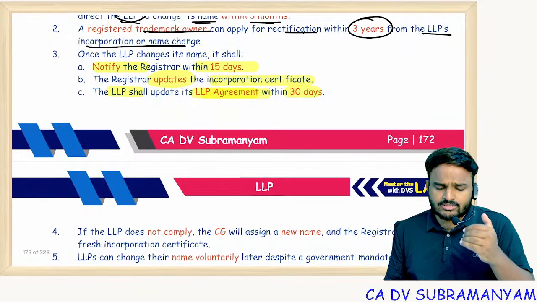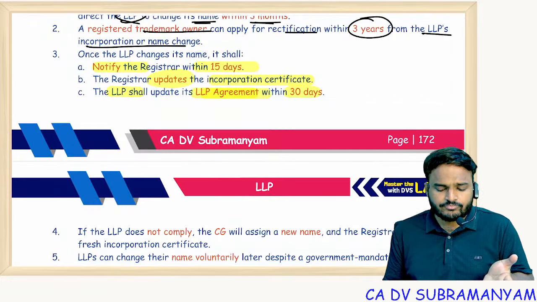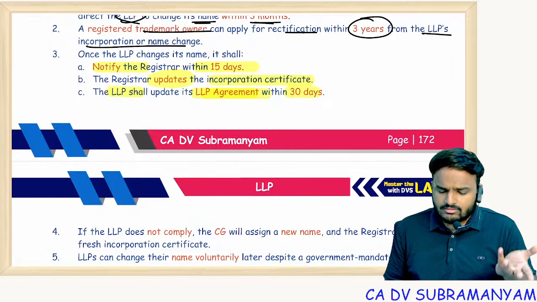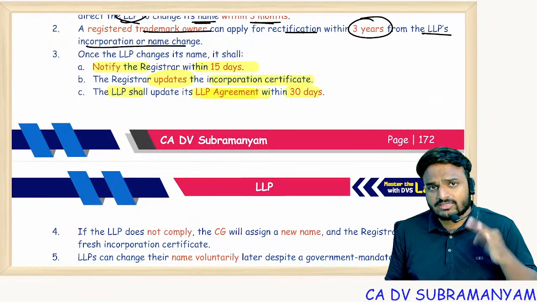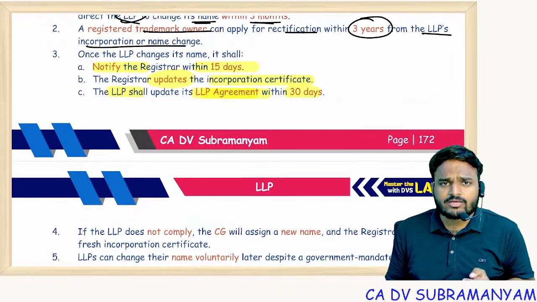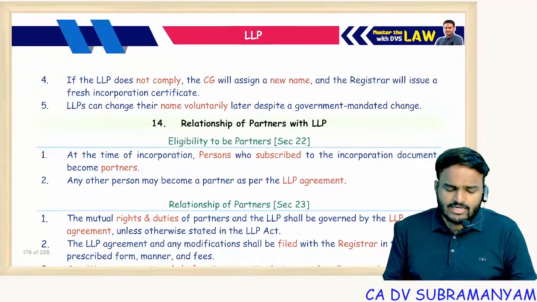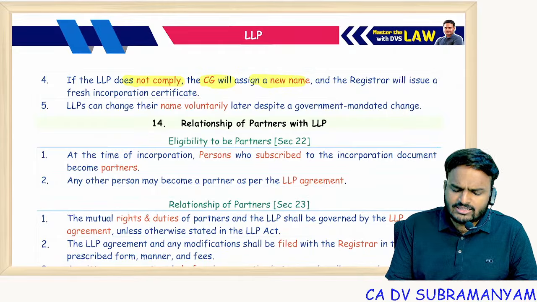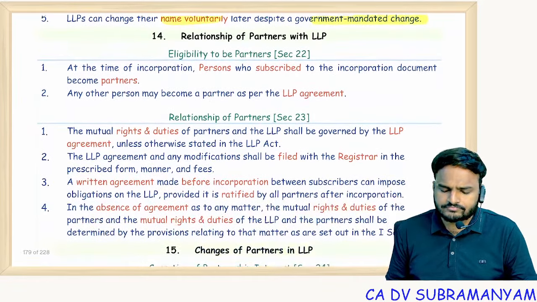First you give information to the registrar about the change of name. Within 15 days of partners' consent, the registrar updates the name and issues a fresh certificate. Once you get the fresh certificate, within 30 days, amend your LLP agreement and file the amended agreement with the ROC. If the LLP does not comply, the central government will give a new name. If you don't like that new name, you can voluntarily change your name as per the prescribed rules.